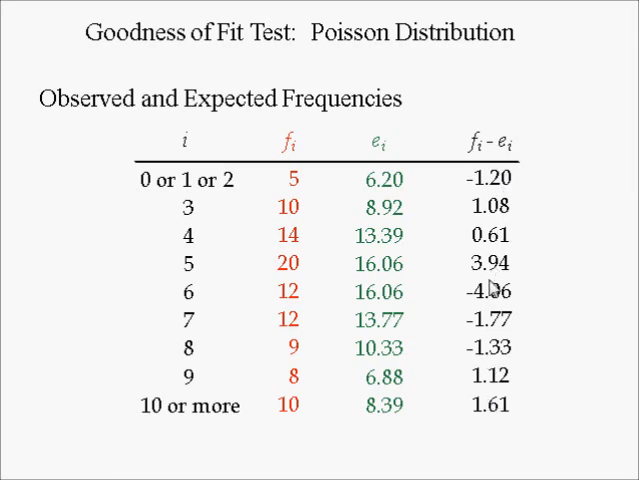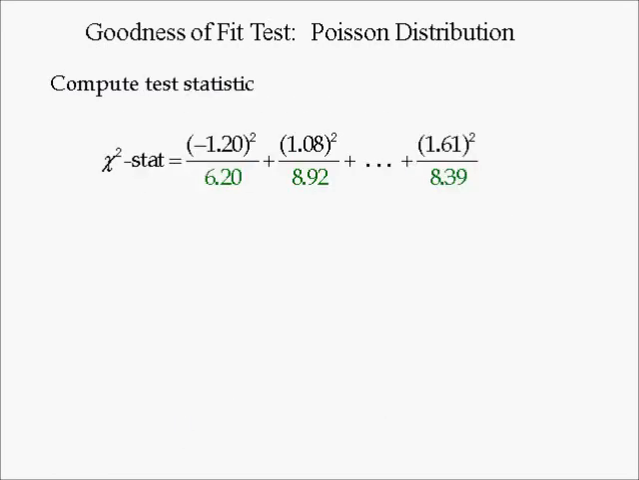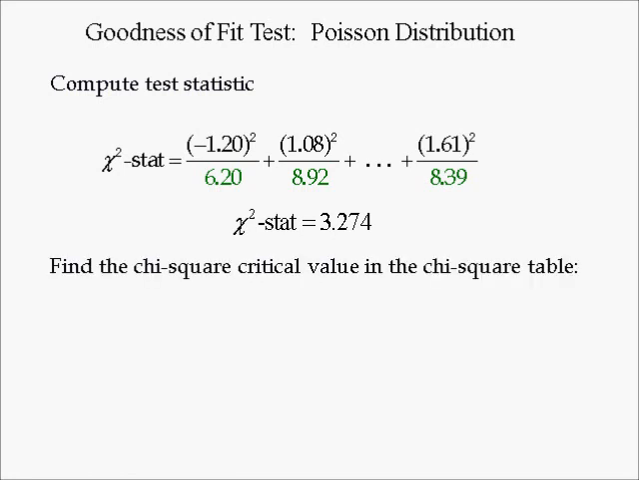Now before we add up these squared numbers, we have to divide this by 6.2, this by 8.92, and so on. This squared divided by 8.39. So when we do that, we add those numbers up, we get 3.274. Now the next question is, is this number small or is this number large?